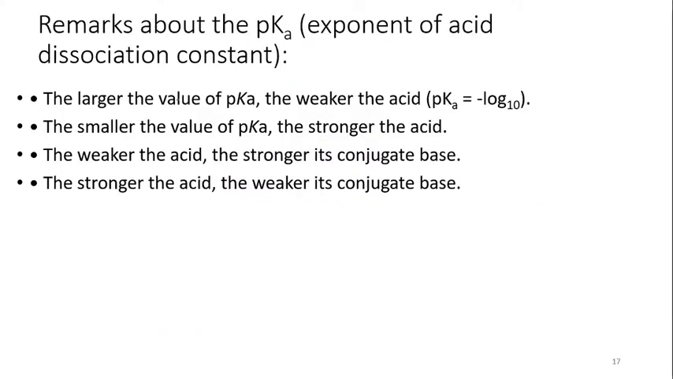We have to know some remarks about the exponent of the acid dissociation constant. First, if it is a large value of pKa, this means my dissociation is very weak and my acid is very weak, because pKa is equal to the minus logarithm of my dissociation constant. Also, if I have a small value of pKa, I will have a stronger acid because I will have stronger dissociation. My weak acid would form a strong conjugate base, and my strong acid would form a weak conjugate base.